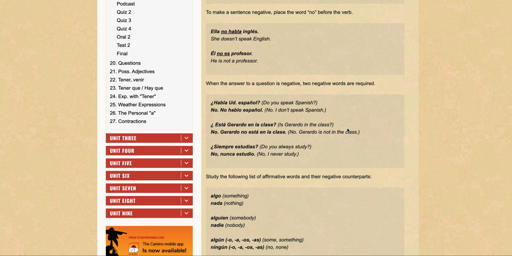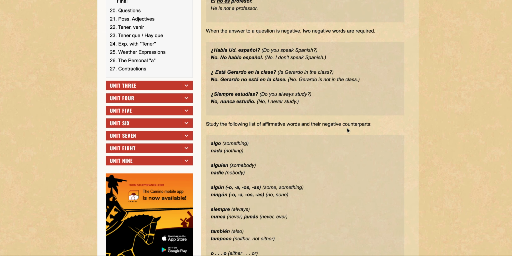How to respond to a question in a negative way, right? And in that case, more often than not, we use at least two negative words, right? So the first negative word is just answering a question, no, and then you follow it up with some context. So, ¿habla usted español? No. No hablo español.